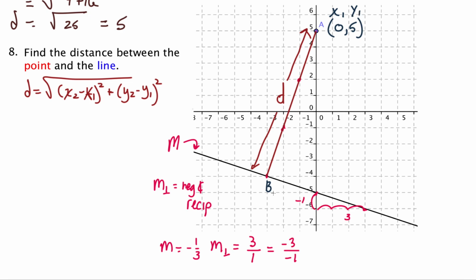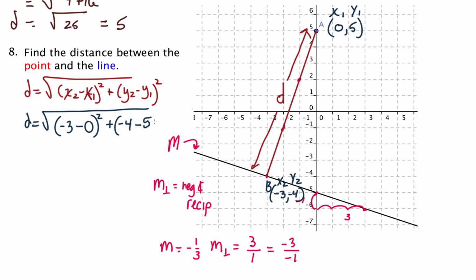And B, we're at -3, -4. Third quadrant. And this is x2, y2. Let's put it in. So let's get my x's first. We're doing x2 is -3 minus 0 squared plus, okay, y2 is -4 minus y1 is 5 squared.